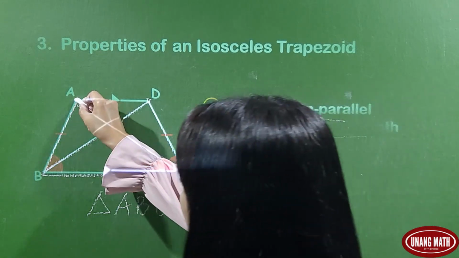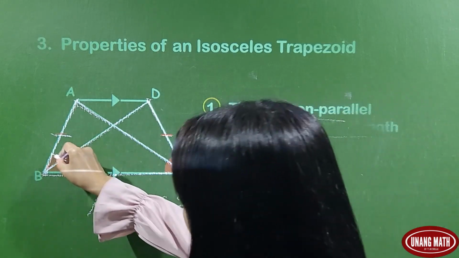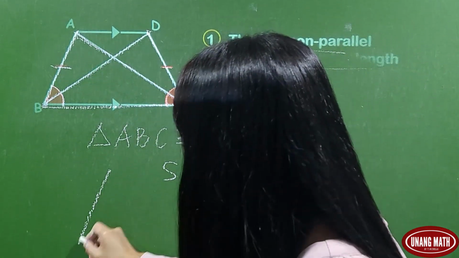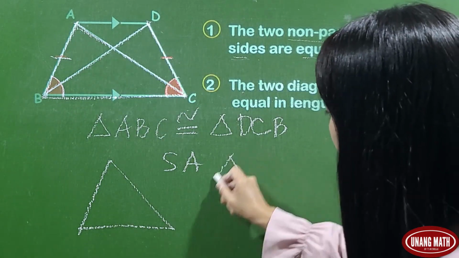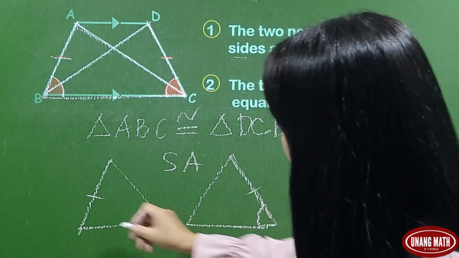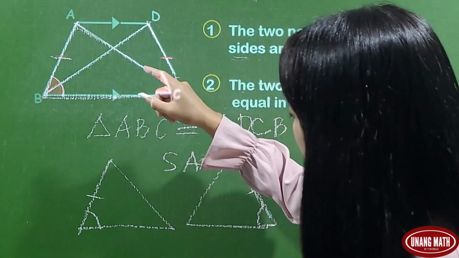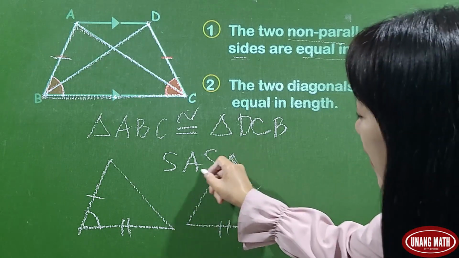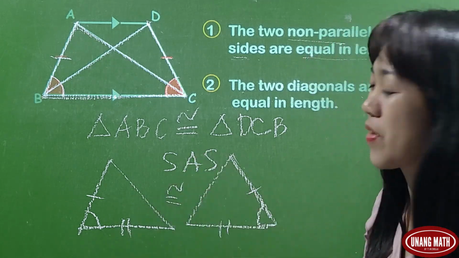To prove that, this side is equal to this side. This angle is equal to this angle. So triangle ABC, and this triangle would be DCB. This side is equal to this side. This angle is equal to this angle. And this side is a common side for these two triangles, so equal also. So we have here SAS congruence. So these two triangles are congruent triangles.